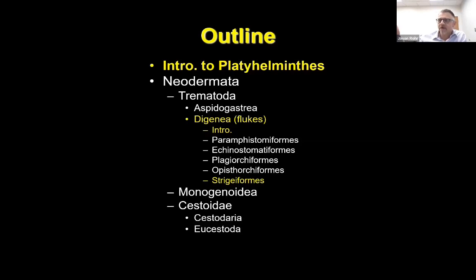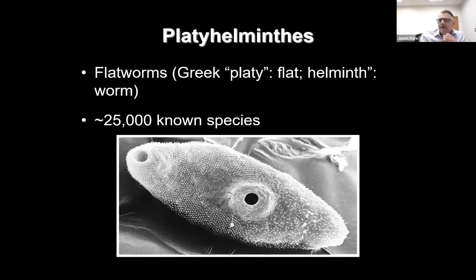So I'll first provide a brief introduction to platyhelminthes, the flatworms, and then I'll introduce the digeneids, which is what the schistosomes are. It's the group that schistosomiasis is involved in. So let me go ahead and start. The platyhelminthes are flatworms. There are about 25,000 species that are known. And as you can see here, they're dorsoventrally flattened, and they have a dorsal and a ventral sucker.